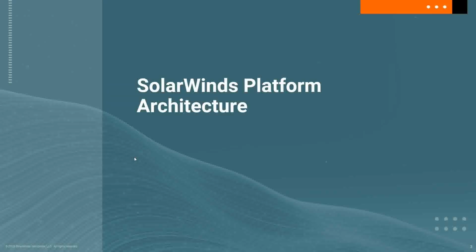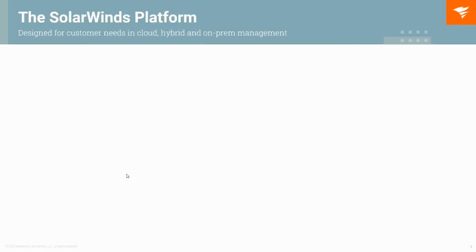Let's look at the SolarWinds platform that runs the SolarWinds Observability Self-Hosted system, and the different parts and features. The SolarWinds platform is a versatile solution designed to support on-premises, hybrid, and cloud environments. It consists of two main components that cater to different deployment needs.